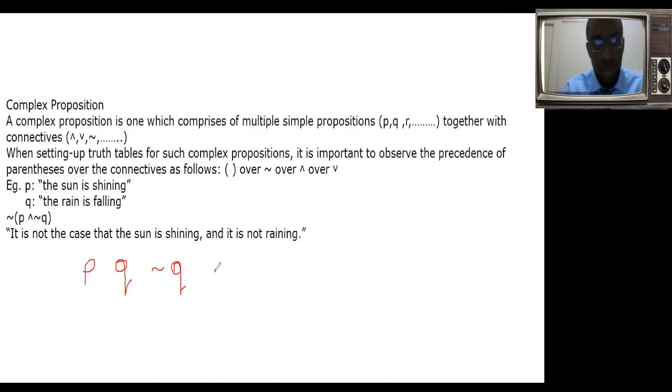So we have not Q, then we're going to need P and not Q. Then we're going to need the negation of P and not Q. So these are all that we need.